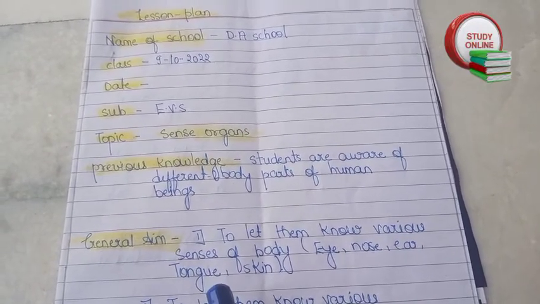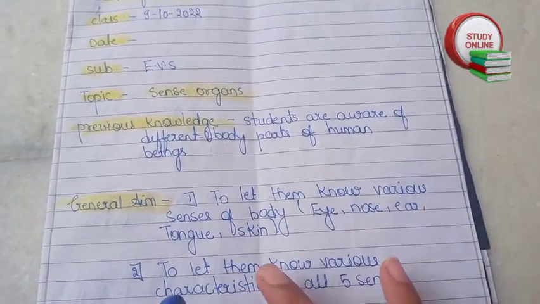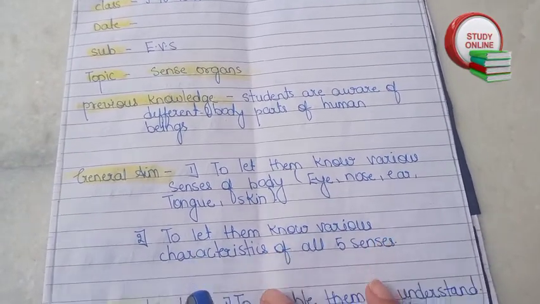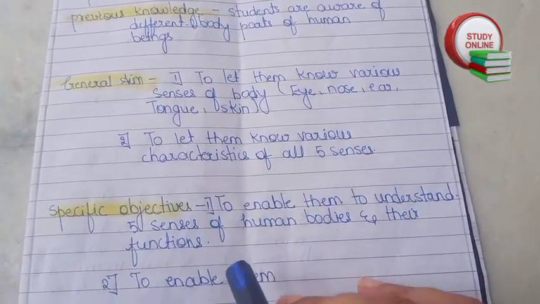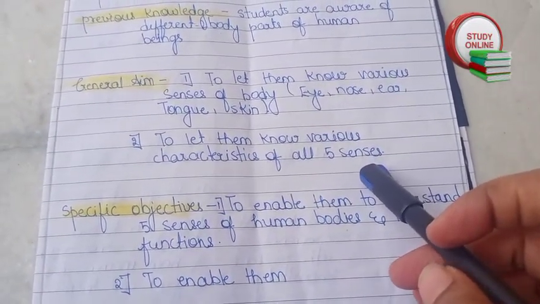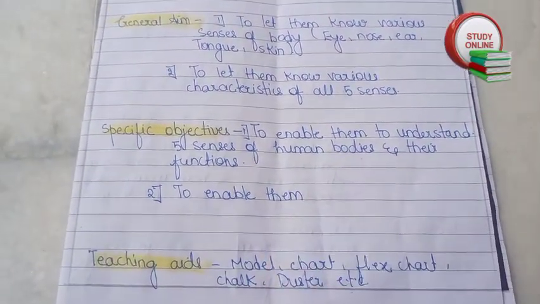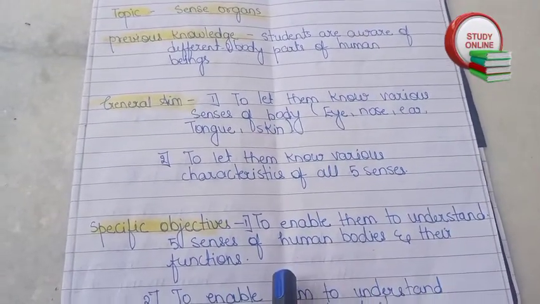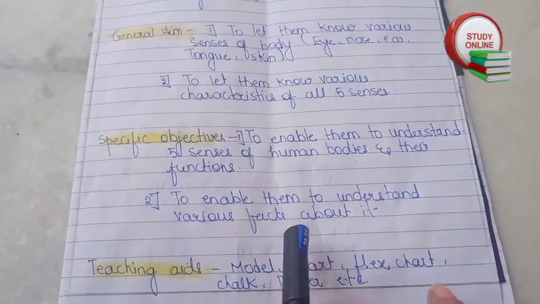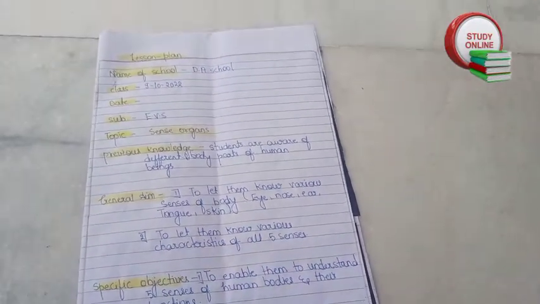Here you can see the general aim: to let them know various senses of the body like eyes, nose, ears, tongue and skin, and to let them know various characteristics of all these five sense organs that we have. So we have to write like this. Now for specific objectives: to enable them to understand the five senses of the human body and their function, and to enable them to understand various facts about it. For teaching aids, model, chart, whatever teaching aid we are going to use, we have to write.